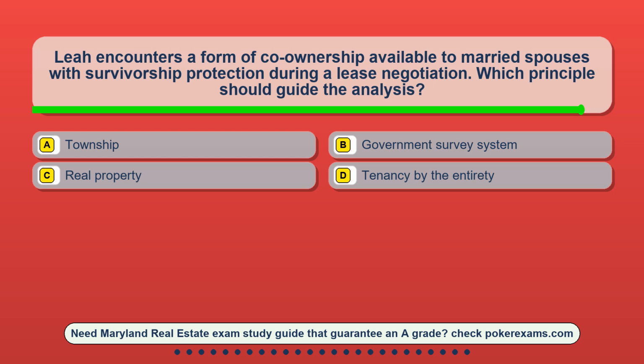Question 4. Leah encounters a form of co-ownership available to married spouses with survivorship protection during a lease negotiation. Which principle should guide the analysis? Option A, township. Option B, government survey system. Option C, real property. Option D, tenancy by the entirety.